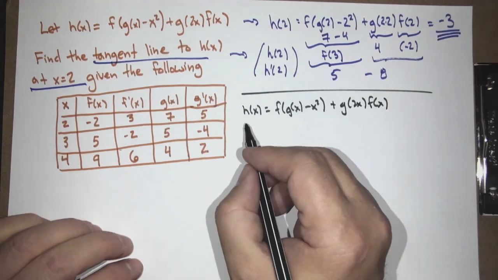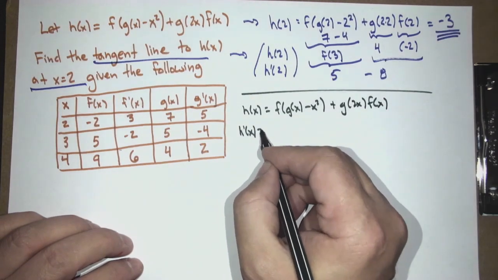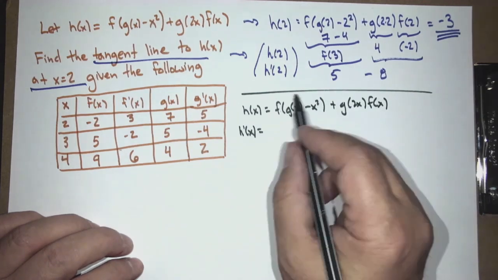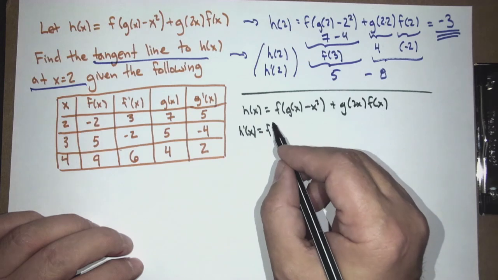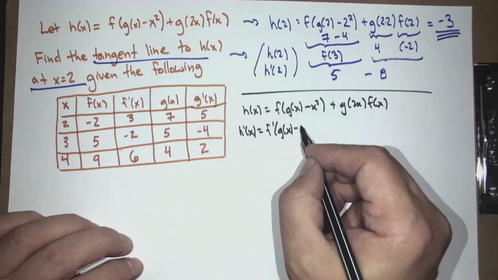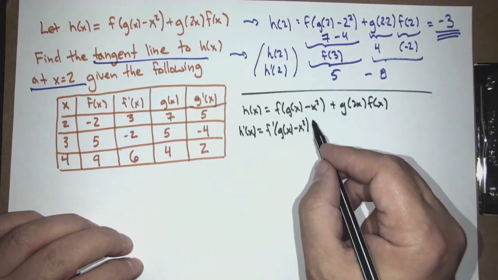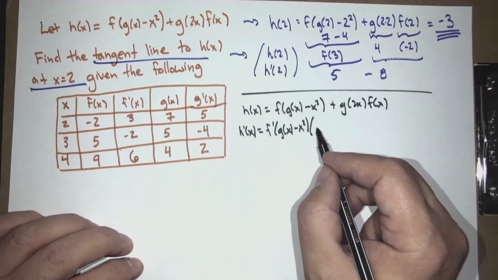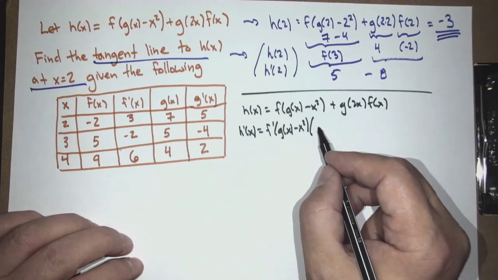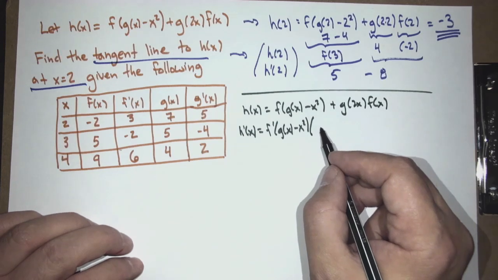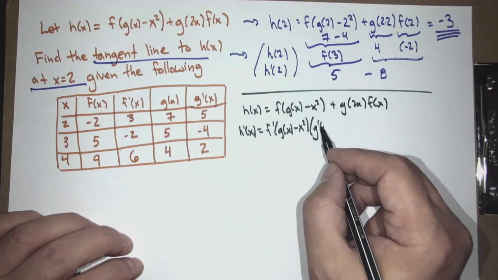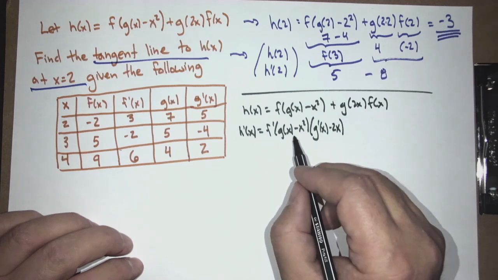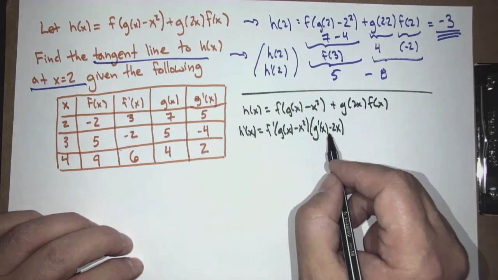So, h prime of x is, start here. What's your rule? Your outermost layer. What rule do you need? Chain rule. So it's f prime of g of x minus x squared times what? Times g prime of x minus 2x. Very good. So the derivative of the outside, inside stays as is, times the derivative of the inside.